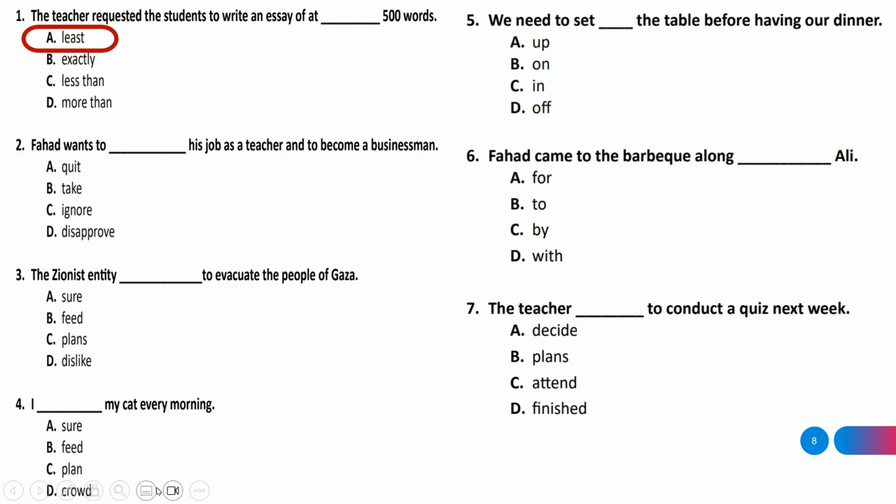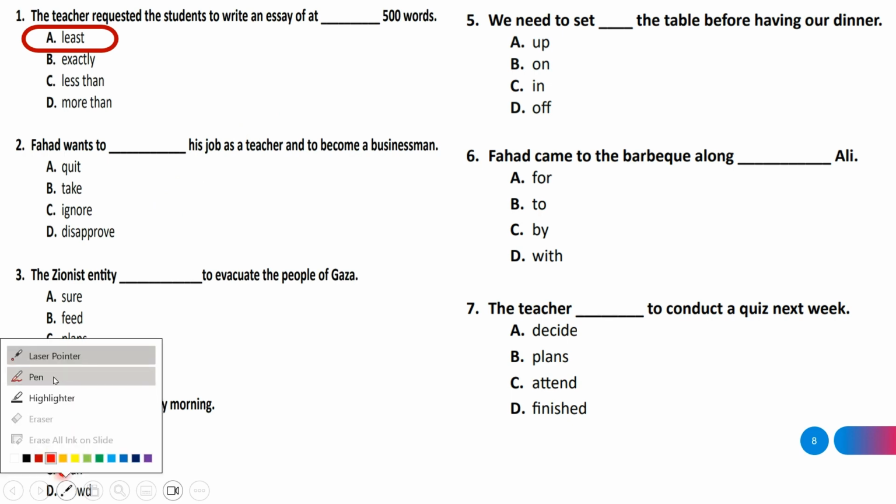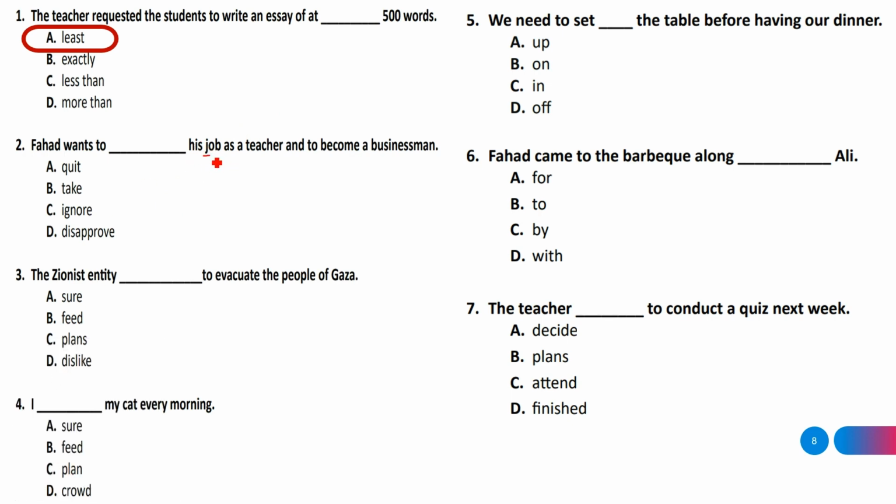Number 2, Fahd wants to his job, and here we're talking about Fahd's job. So in this case, let's put a line here. As long as he's talking about his job, and here we can say that he's going to become something else, a businessman, so it's understood that the answer should be quit, because he's not going to take a job and then change it, or ignore a job, or disapprove a job. So the answer is quit. Take يأخذ, ignore يتجاهل, and disapprove لا يوافق. So the answer is quit.